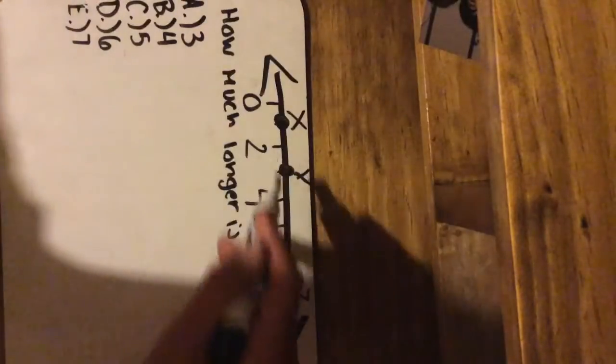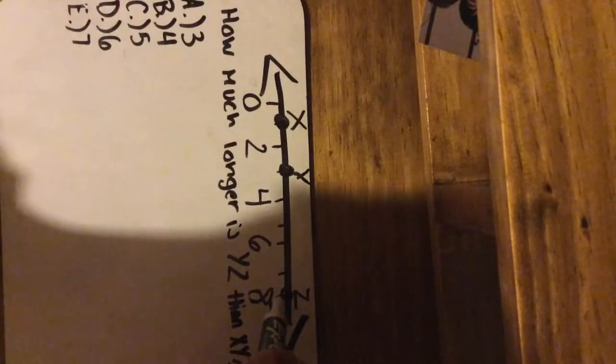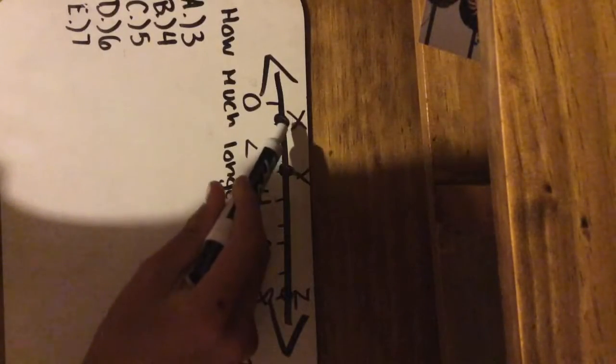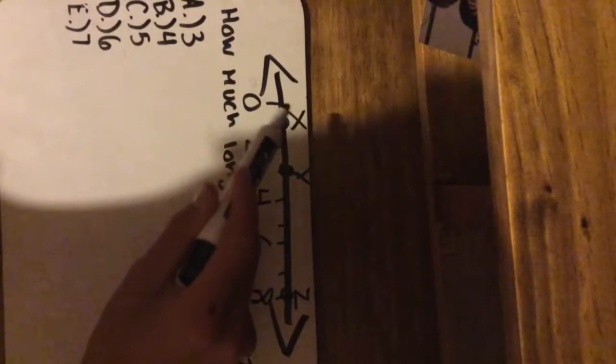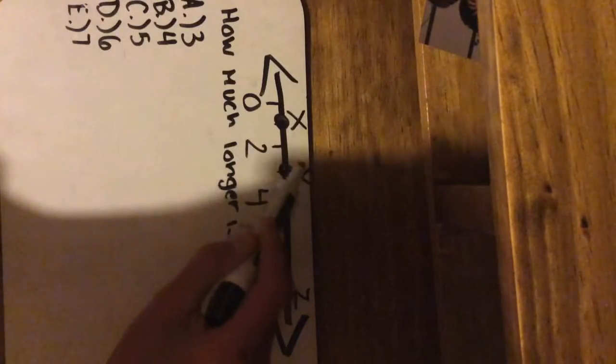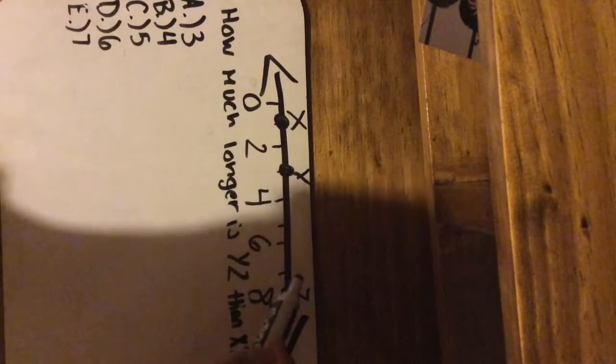How much longer is YZ than XY? Okay, so in this problem, we're given a number line going by twos: 2, 4, 6, 8. And we're given three variables with points. X being right in the middle, right in between 0 and 2. Y being right between 2 and 4. And Z being right on the dot at 8.